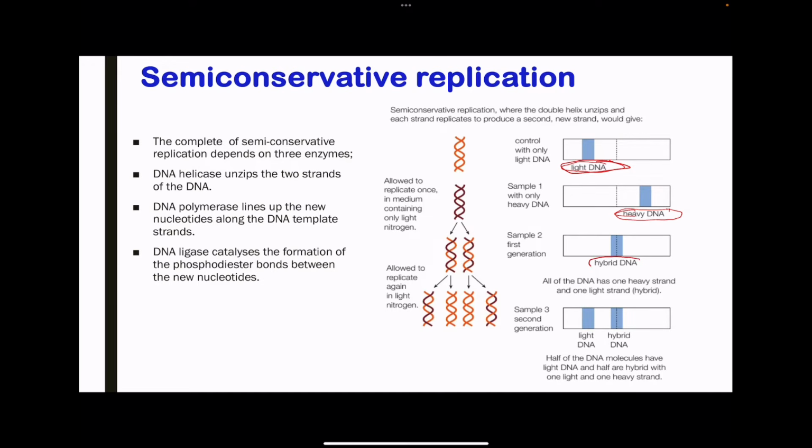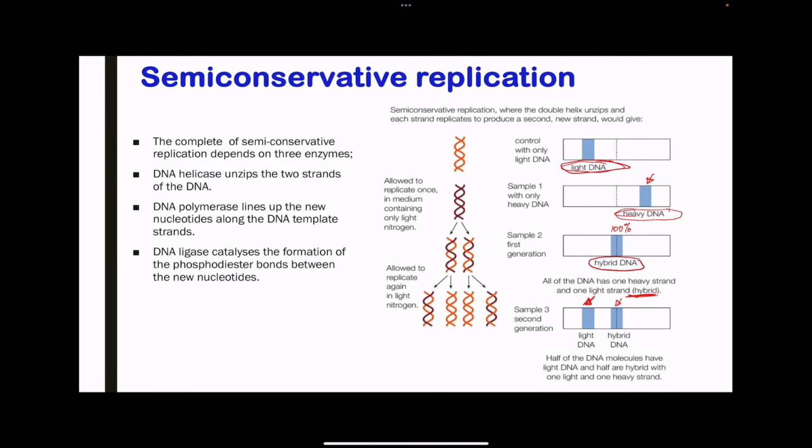We see it's going to be 100% intermediate, and that shows us that each of these two strands split apart in order for newer nucleotides to attach onto each, so that everything is 100% intermediate DNA, or the hybrid strand, which we see here. In the next replication cycle, we have 50% nitrogen-14 and 50% hybrid, or a mixture of the two.